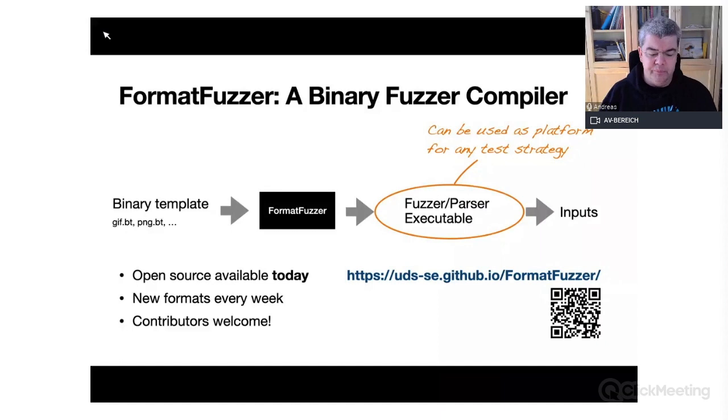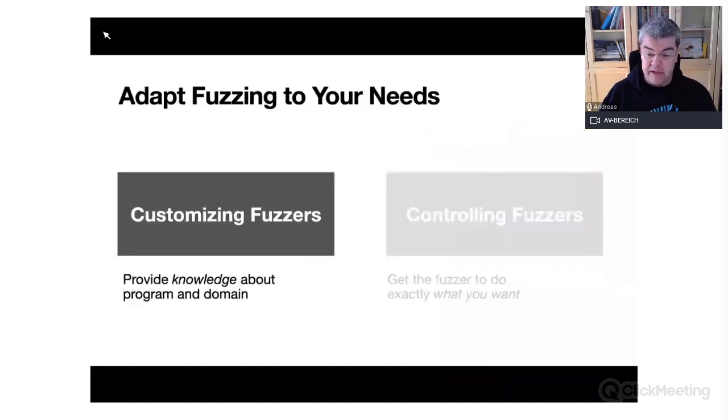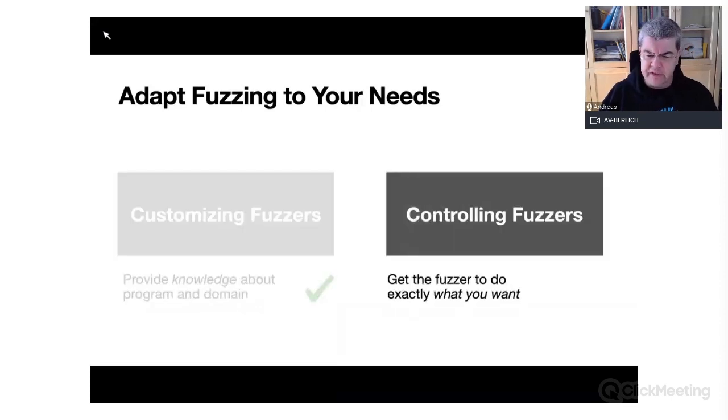This is about how you can provide knowledge about the program and the domain. And if you do have knowledge about what a file format looks like, yes, you can make fuzzers far more effective. The second part of the talk is about how to get the fuzzer to do what you want.